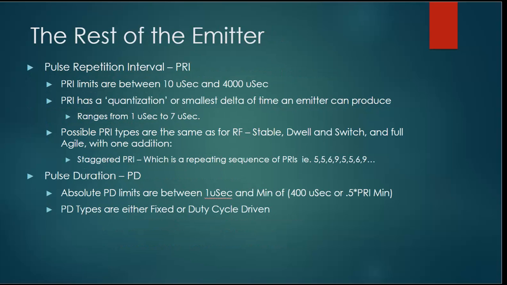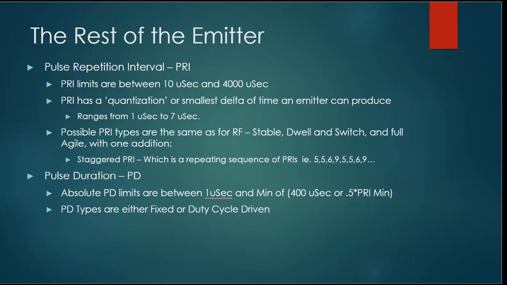And next, we have the pulse repetition interval. So our PRI limits are going to be between 10 microseconds and 4 milliseconds. Every PRI also has what's called a quantization. This is similar to the channel spacing for RF, but it's basically the smallest unit of time that the PRI can change by, almost as if you had a background clock that it was keeping to. And so the smallest delta we can have is either 1 microsecond up to 7 microseconds.